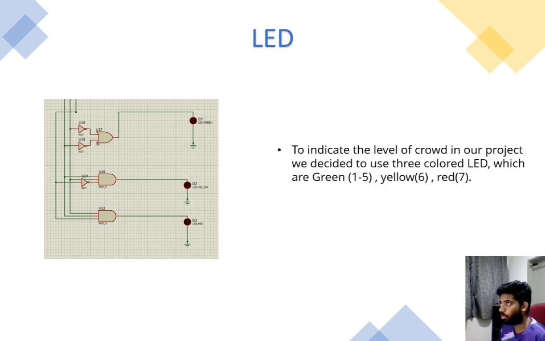Let's say if there are 1 to 5 people inside the place, it will light up the green, which means people can still enter the place. And then if the counter hits 6, the yellow LED will light up, which indicates that the place is almost full. And then the red LED indicates that the place is already full. So that's it.